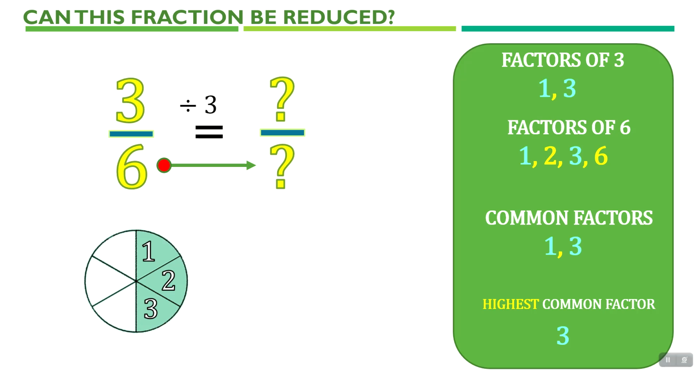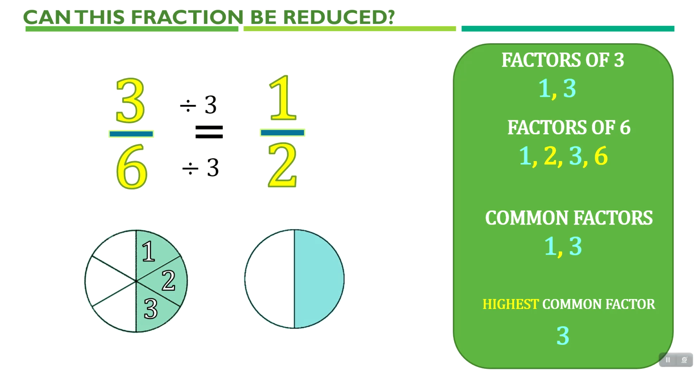Therefore we divide the numerator and denominator by the number 3, and we get 3 divided by 3 is 1, and 6 divided by 3 is 2. Therefore, we have reduced 3 over 6 to a new fraction, 1 over 2, or 1/2. 3/6 reduces to 1/2. You can see that the amount of space occupied by 3/6 is the same as 1/2.